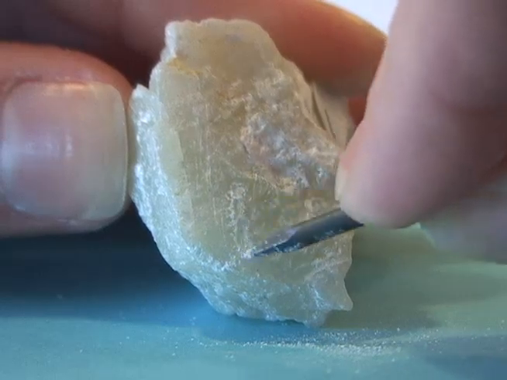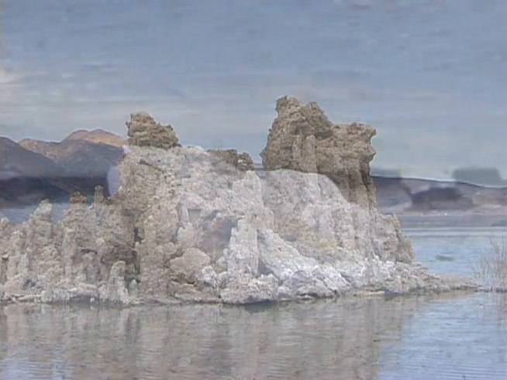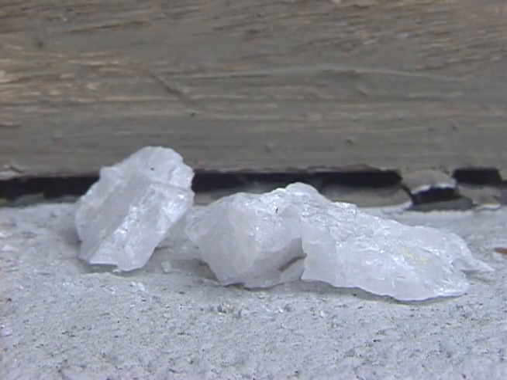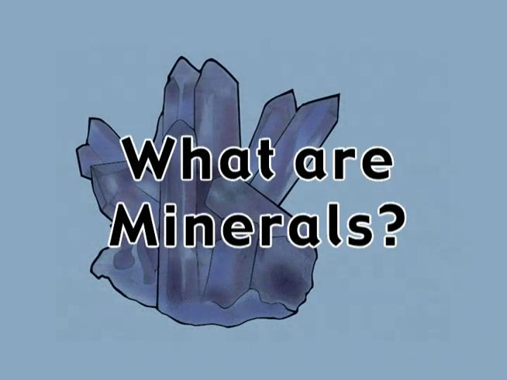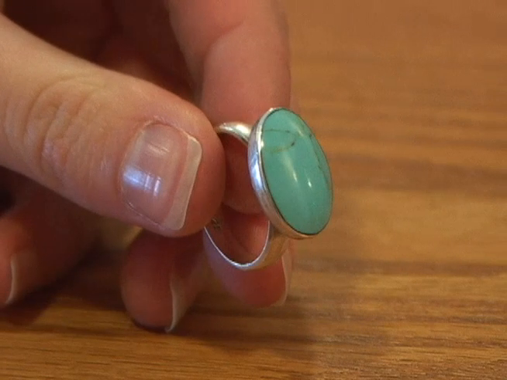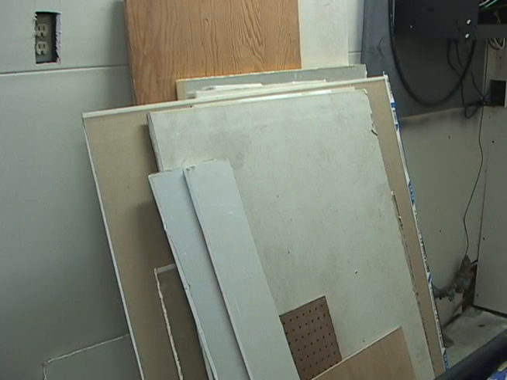During the next few minutes, we're going to answer these questions and others as we explore the fascinating topic of minerals. The mineral turquoise in this piece of jewelry and the mineral gypsum used to make sheetrock are just two examples of the more than 3,000 known minerals.